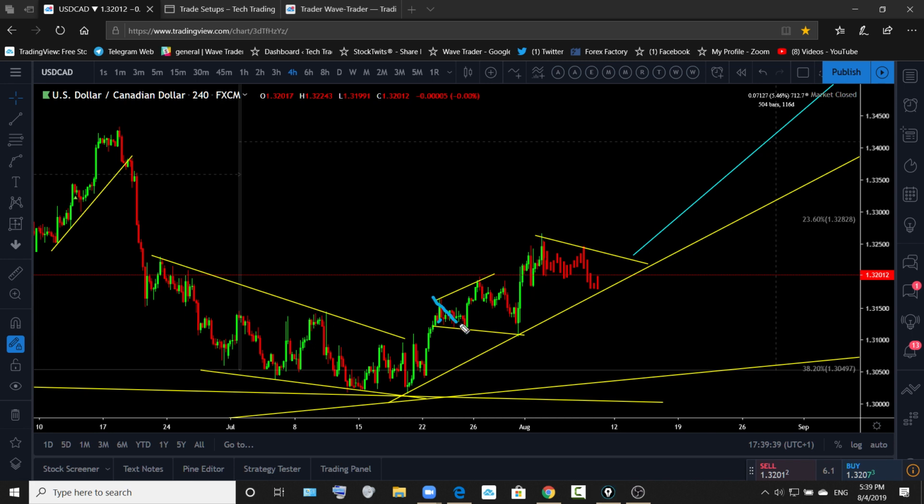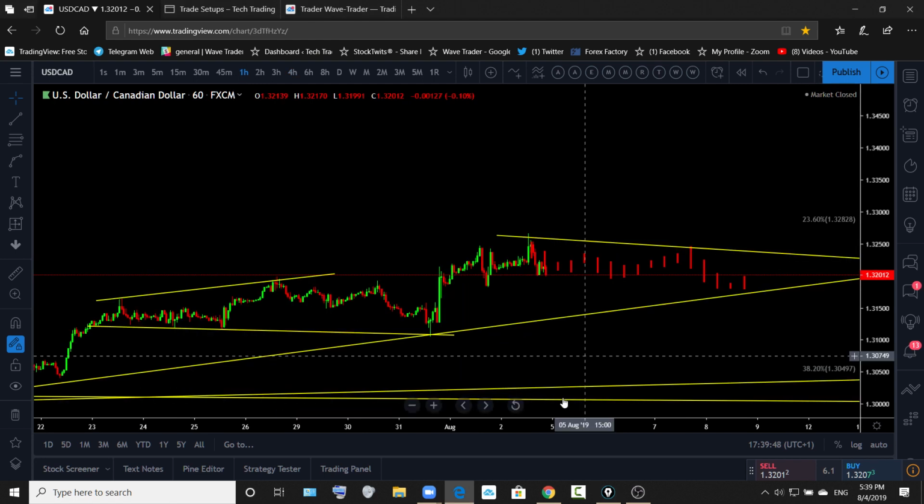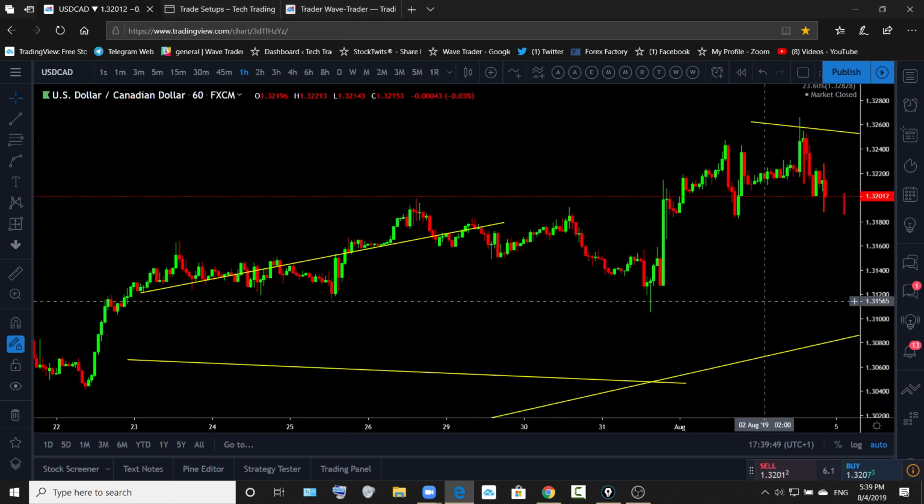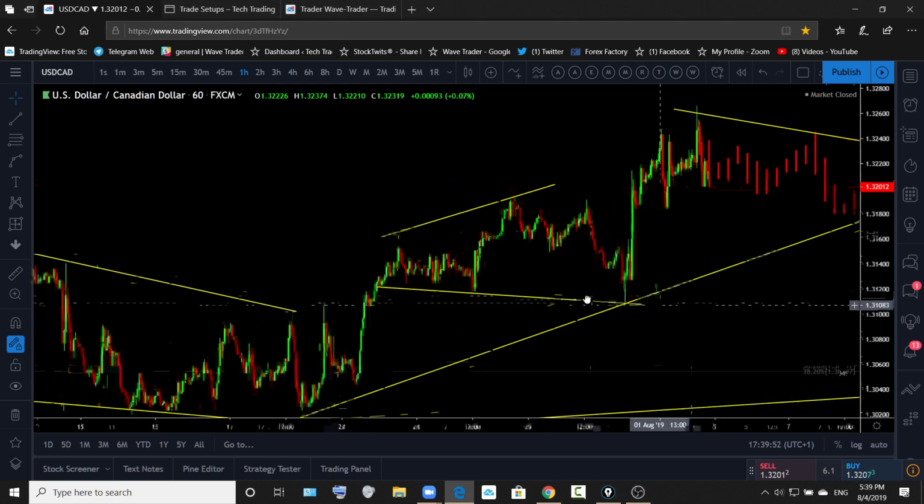Last week there was this expanding triangle and the next wave appeared. So again it corrects and continues to go higher. That's it. That's the dollar CAD analysis.